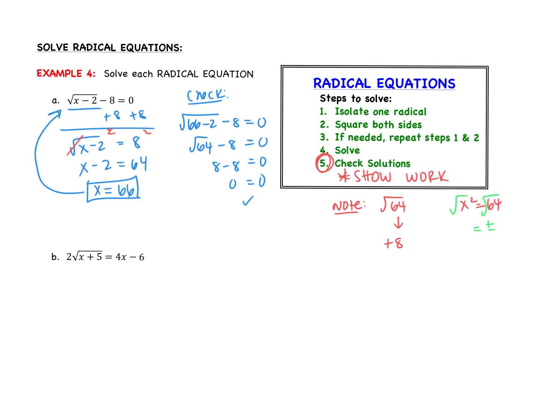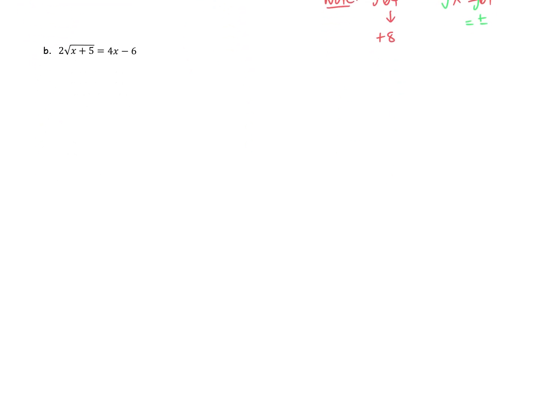Okay, last example. Let's see if we can get this done in the next 5 minutes. Don't square both sides yet because we got to get the square root alone. So we're going to divide by 2. Which leaves us with the square root of x plus 5 equals. If we divide by 2, 4x divided by 2 is 2x. 6 divided by 2 is 3. Now the square root's alone. Now we can square both sides.